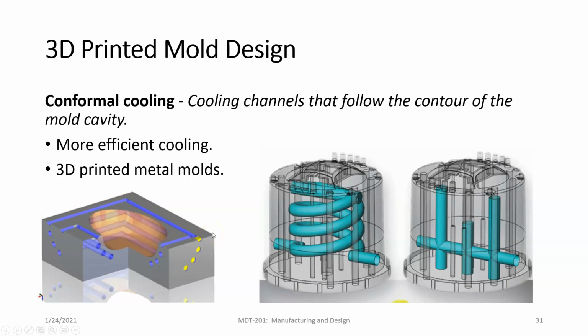So now we can actually 3D print metal molds, right? We can 3D print metal, and we can 3D print these complex shapes. Now, think about it. You can never drill this kind of a shape. This can only be formed with 3D printing. But now, because the channels conform to the geometry of the part we're trying to create, we can have much more efficient cooling for our molds.